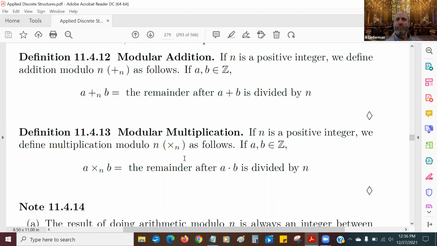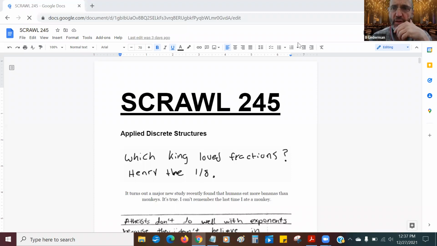Now I just want to point something out here. By the way, on the YouTube videos, you may notice it says scroll 245 and SU 21. I got rid of the SU 21. Ignore that, don't worry about it.